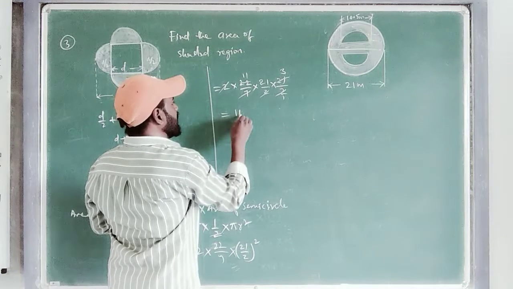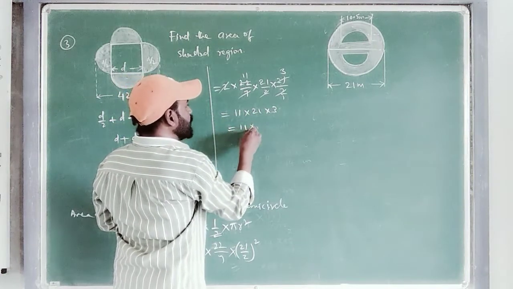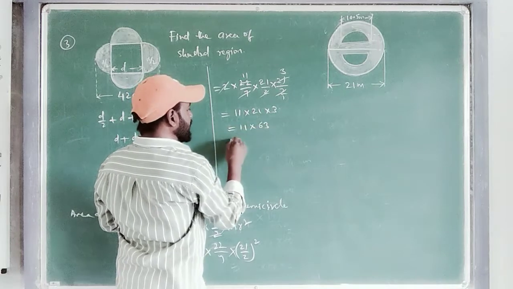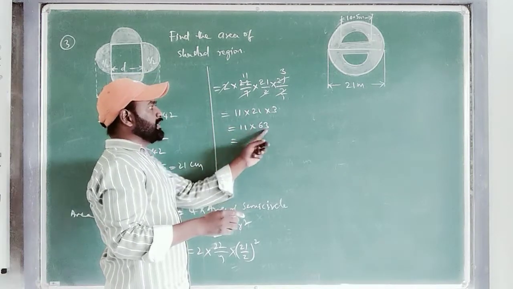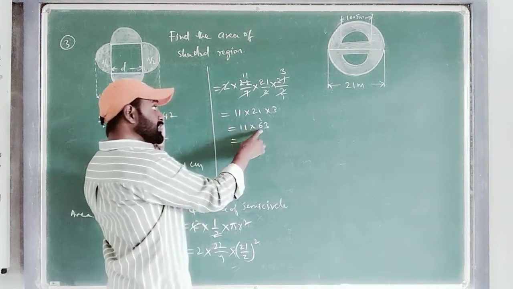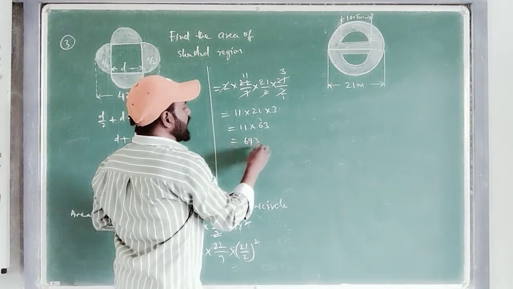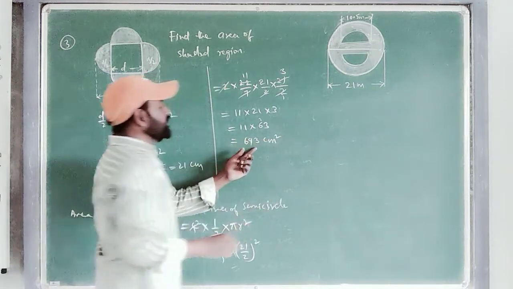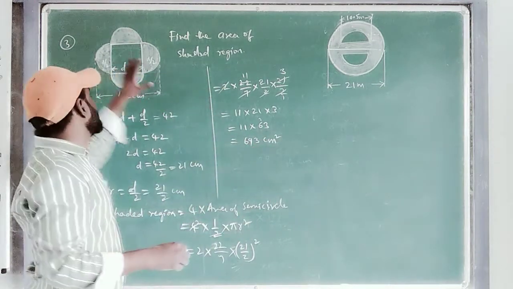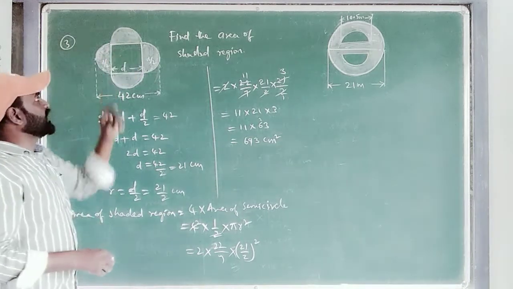Remaining is how much? 11 into 21 into 3. Now 11 into 21 into 3, it is 63. Now again multiplication, 11 into 63. 11 threes are 33, 3 here, 3 carry. 11 sixes are 66, 66 plus 3, 69 centimeter square, which is the area of the shaded region of this figure. Okay, simple.